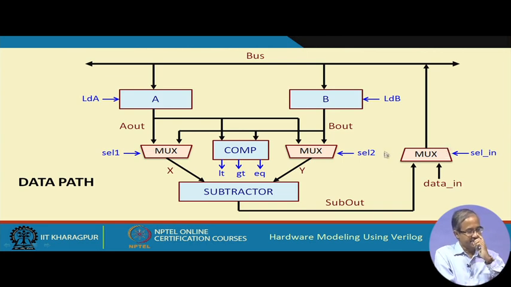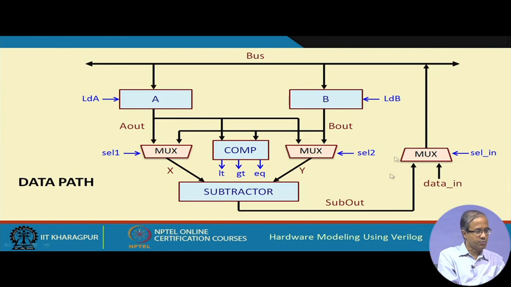And there is another multiplexer. This multiplexer will be selecting either an external data signal, data in. You see, initially when you load the values in A and B, we need the data in to come to the bus and be loaded to B or to A. And for loading, we have these load A and load B control signals. And this select in control signal of the multiplexer will select which of the inputs is selected.